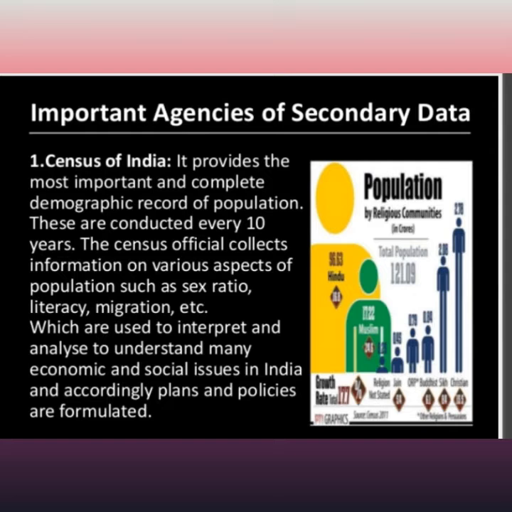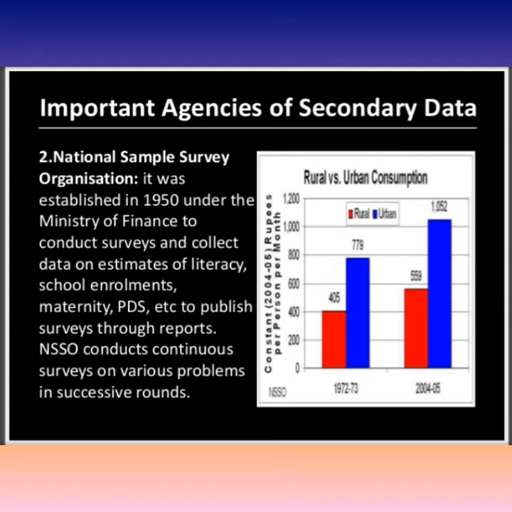In our earlier modules, we have discussed what is primary and what is secondary data, right? Yes. So here, this is one of the important agencies providing secondary data. The first one is the Census of India, and it is the most important as well as the complete demographic record of the population, and these are conducted every 10 years. These officials collect the information and transmit it to others.